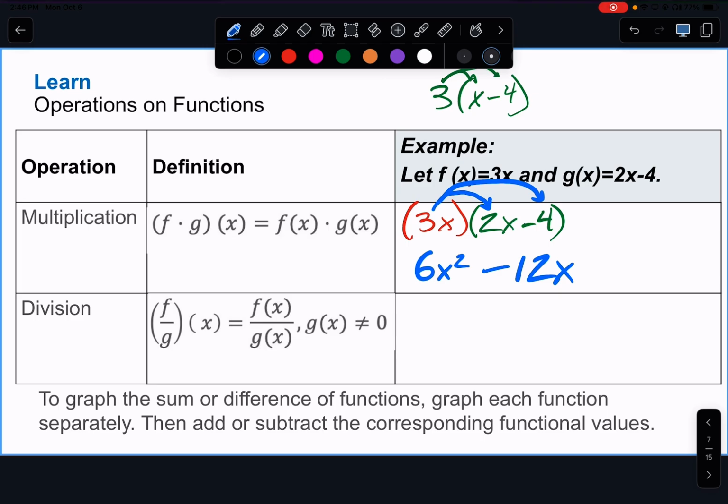Now for division, I'm going to take my 3x and put it on top, and then I'm going to take my 2x minus 4 and put it on the bottom. Now in this case, there's no need for me to factor out and simplify, but there may be some cases where we can. Like if that 3x was actually a 4x, okay? Then I could factor a 2 out of the bottom, and then the 4 and the 2 I could simplify, but we're not going to worry about that right now.